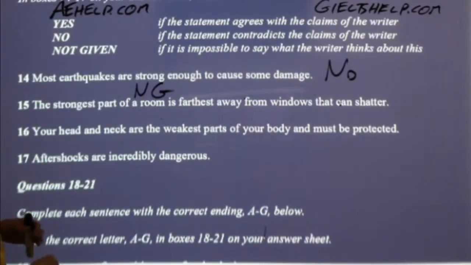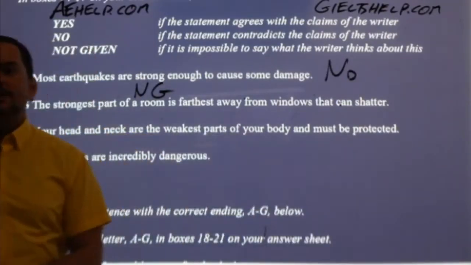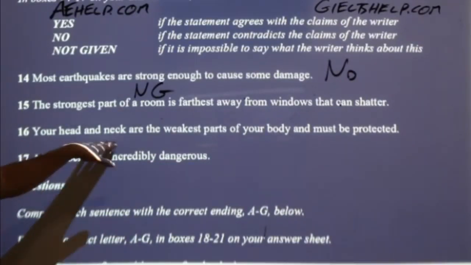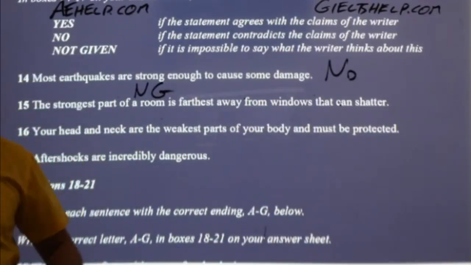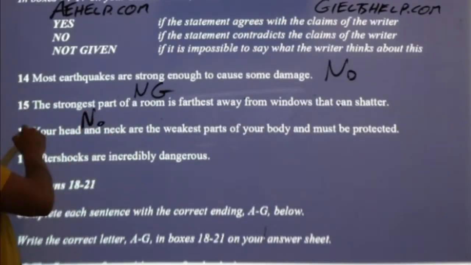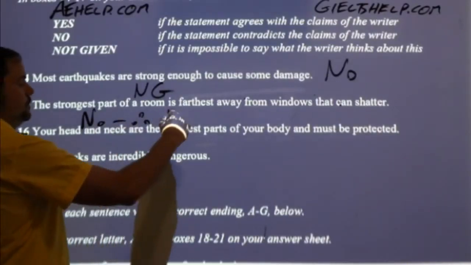So here we go with the next one. Your head and neck are the weakest parts of your body and must be protected. Okay? Is it important to know that the head and the neck are the weakest parts of the body and must be protected? I would say no, for the same reason of number 15. Okay, so no, therefore not given.